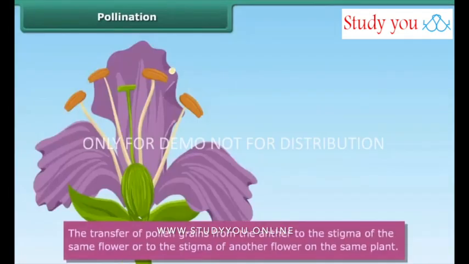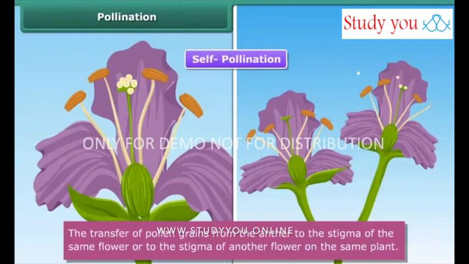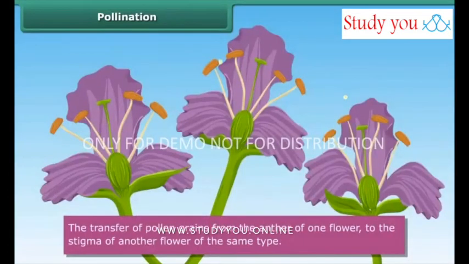The transfer of pollen grains from the anther to the stigma of the same flower or the stigma of another flower on the same plant is called self-pollination. Whereas the transfer of pollen grains from the anther of one flower to the stigma of another flower of the same type is known as cross-pollination.